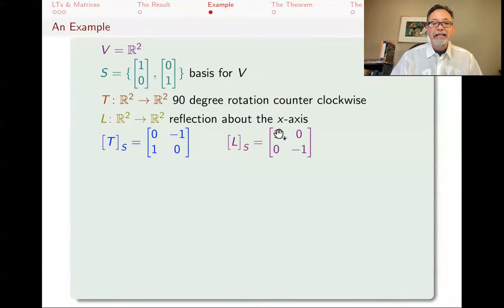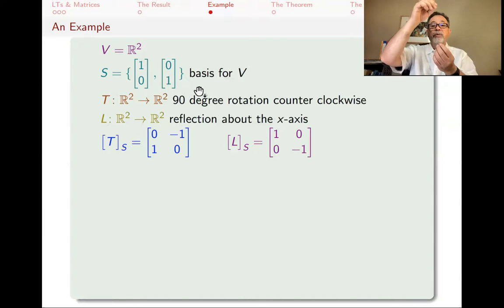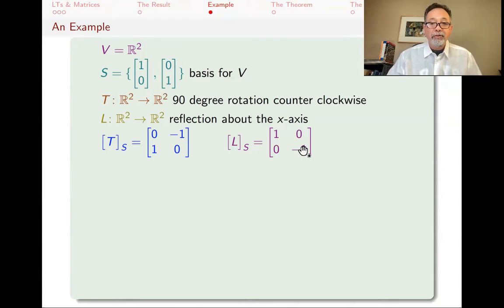So what is that? Where does 1, 0 go if you reflect about the x-axis? Well, 1, 0 is on the x-axis. If you reflect about the x-axis, it just stays where it is. So 1, 0 goes to 1, 0. Where does 0, 1 go? 0, 1 is on the y-axis. When you reflect it, it goes down to the other side and becomes 0, minus 1. Now, what's L circle T?